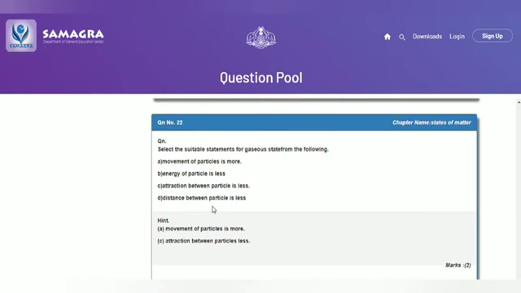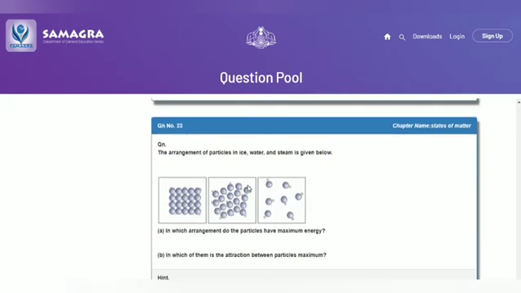Movement of particles is more, and attraction between the particles is less. That is a suitable statement for the gaseous state. In the gaseous state, movement of particles will be more and attraction between the particles is also less.